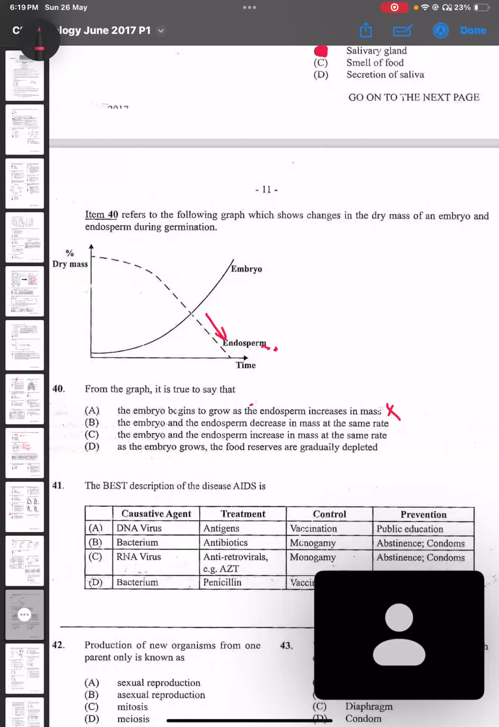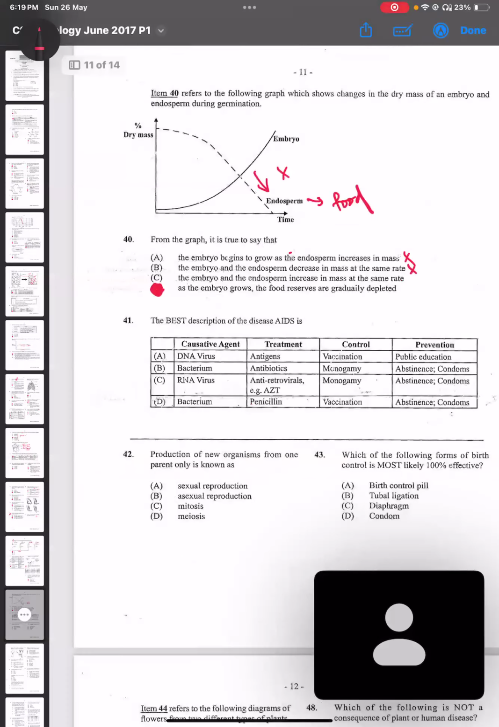The embryo and the endosperm decrease in mass at the same rate. That is also incorrect because we see the embryo going upwards, so it cannot be decreasing in mass. C, the embryo and the endosperm increase in mass at the same rate. We already know that endosperm was decreasing, so it cannot be that. So by elimination, our answer would obviously be D if you weren't sure. Even when you look at the embryo grow, as the embryo grows, the food reserves are gradually depleted. And as I said before, we know that the endosperm is the food for the growing plant. So our answer for 40 is D.